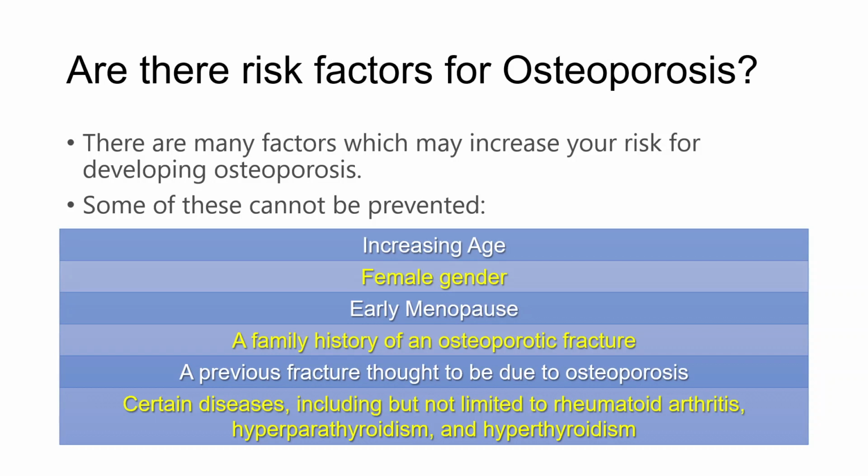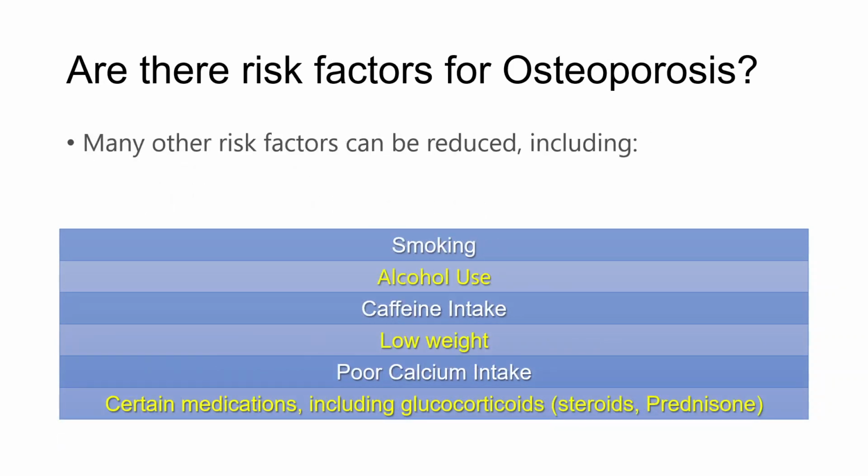hyperparathyroidism, hyperthyroidism, and more. There are other risk factors which we can control, and these include smoking, alcohol use, caffeine intake, low weight, poor calcium intake, as well as the use of certain medications, and particularly in rheumatology, glucocorticoids, or steroids or prednisone would be the most common.